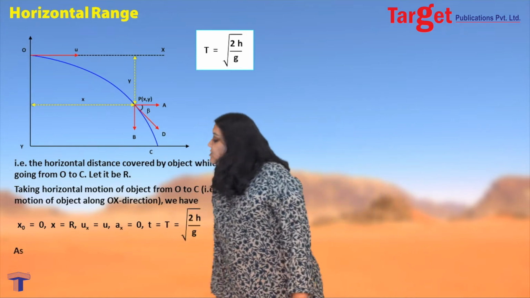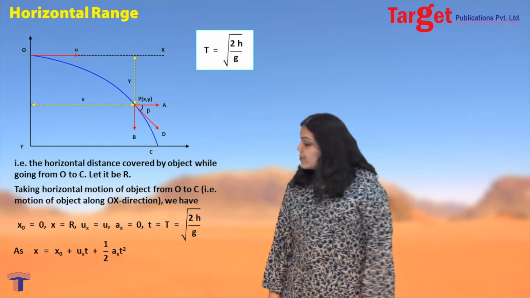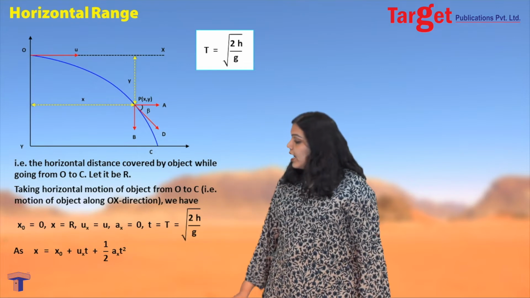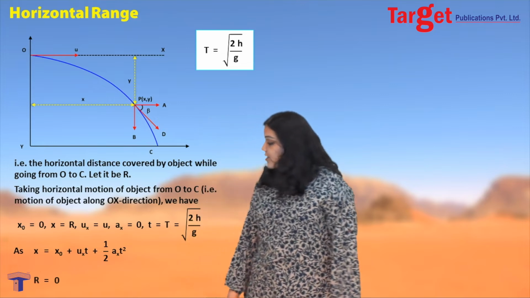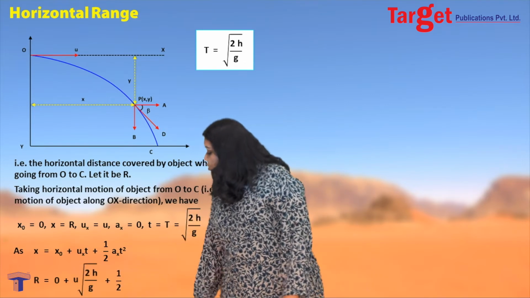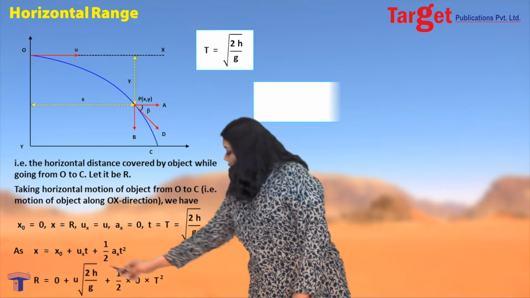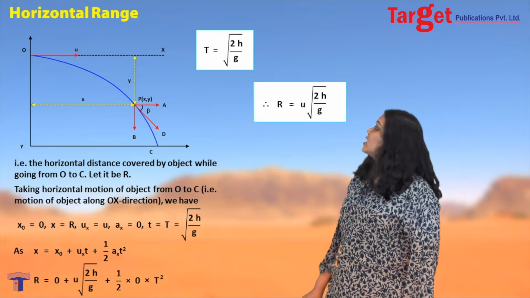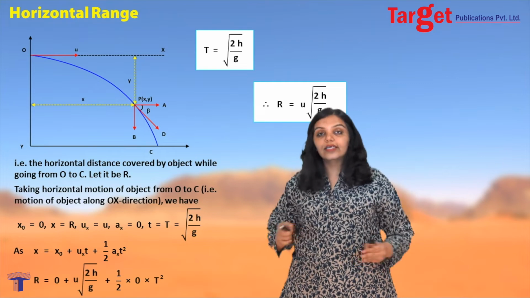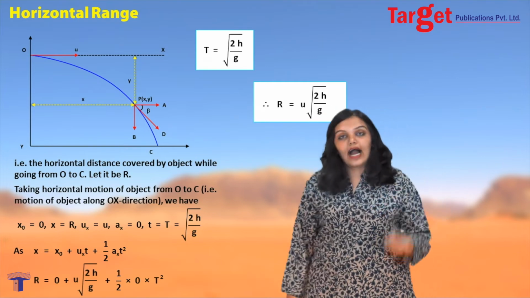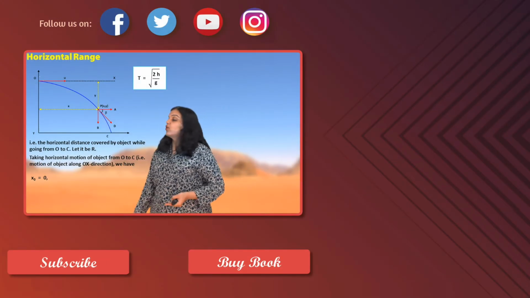Finally, now I will put all these values in the kinematical equation for the x direction. That is x is equal to x0 plus uxt plus half axt square. I put these values and it will give me the formula for R, that is the horizontal range. It will be 0 plus u root 2h by g plus half 0 t square, where t is the capital T. This will give me the formula for the horizontal range as u root 2h by g, where u is the initial velocity which is completely horizontal and h is again the height of the object from the point of projection. So I hope you understood how we derived the formula for horizontal range.